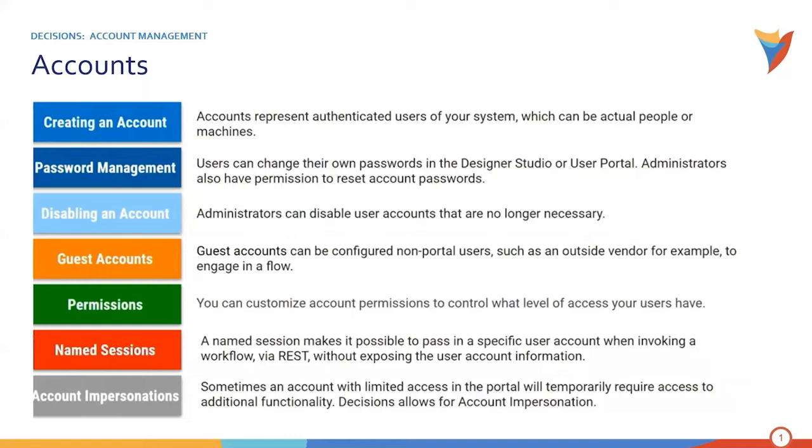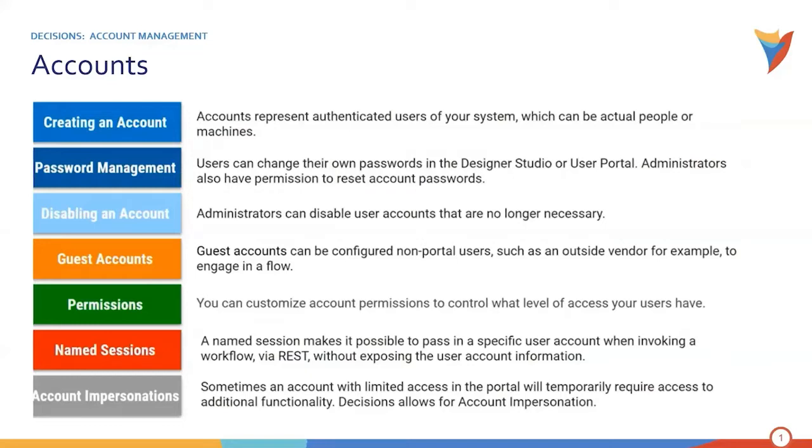And secondly, we'll look at password management. We'll see how users can change their password and how administrators can reset passwords. We'll also look at password policy and validations regarding how passwords can be set up. Next, we'll briefly look at how an account can be disabled. For example, if someone leaves the company and you no longer need the account to be active, we can disable the access, and we'll also look at how accounts can be deleted. Please keep in mind that disabling and deleting the account are two different actions on Decisions.